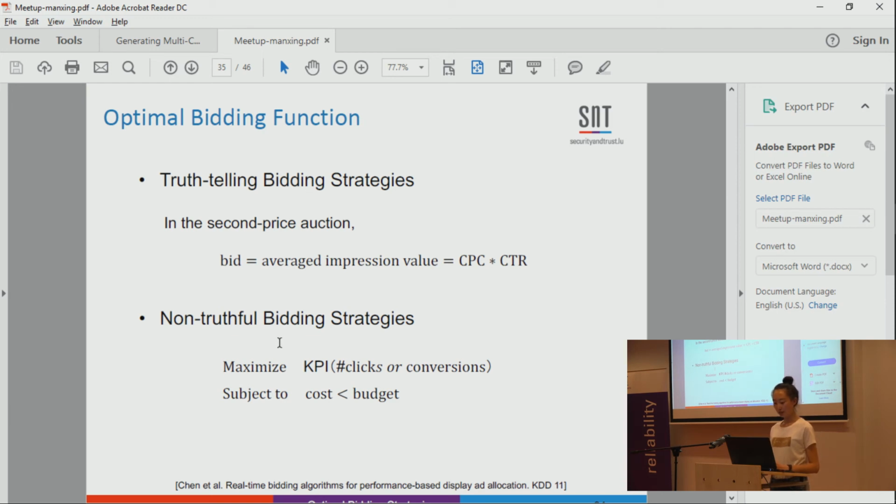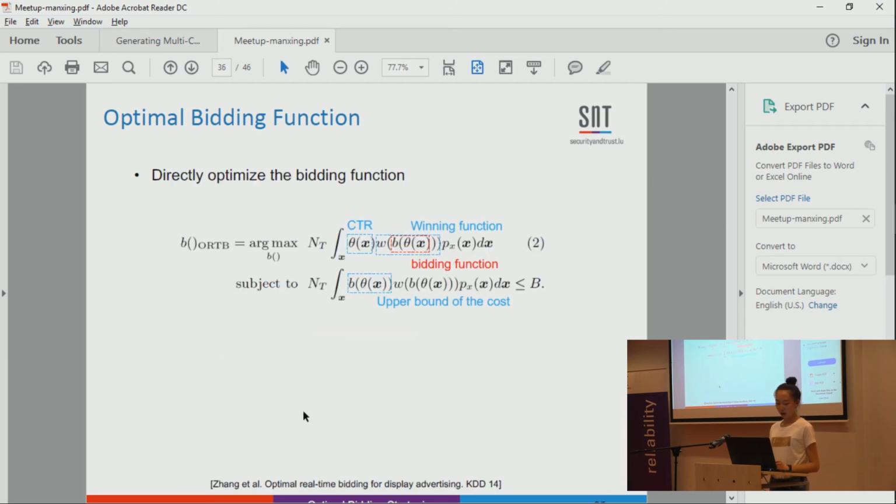We need to adjust the bidding strategy based on our budget and also on the dynamic market. The goal of non-truthful bidding strategies is to maximize the key performance indicator, which could be the number of clicks or the number of conversions. We need to add a constraint here: we cannot spend beyond our budget. So one optimal bidding function is proposed by translating this goal into this equation.